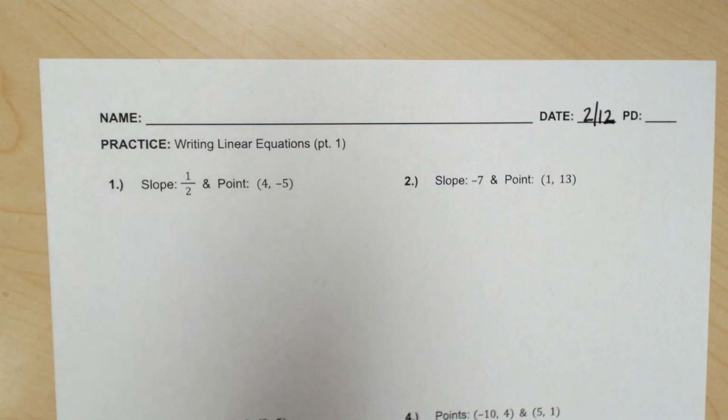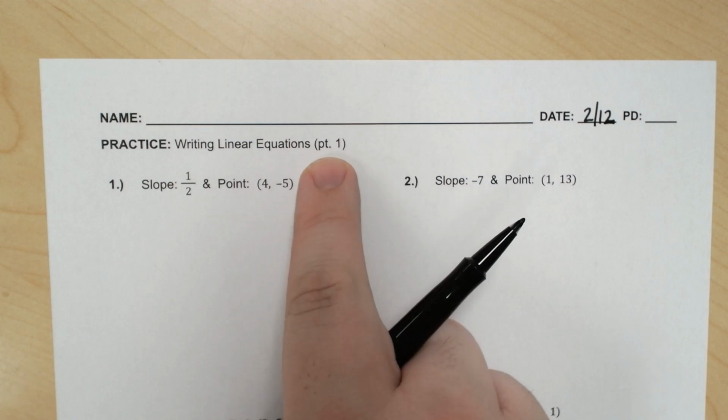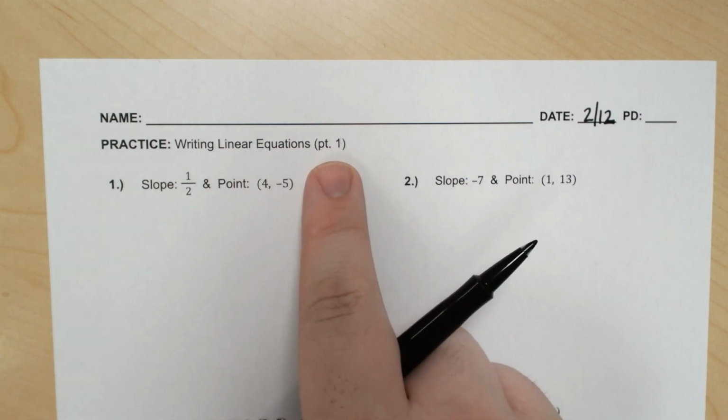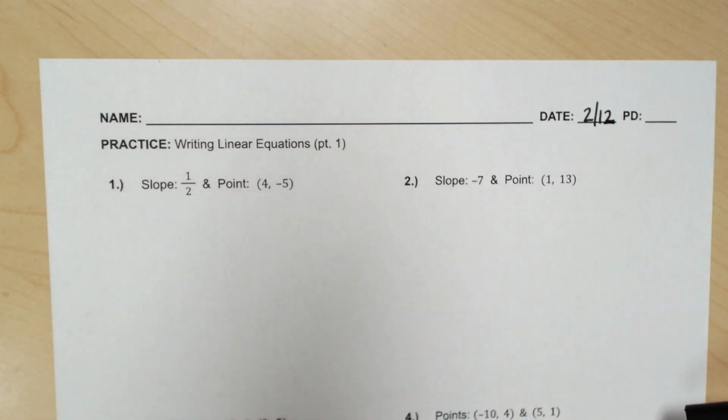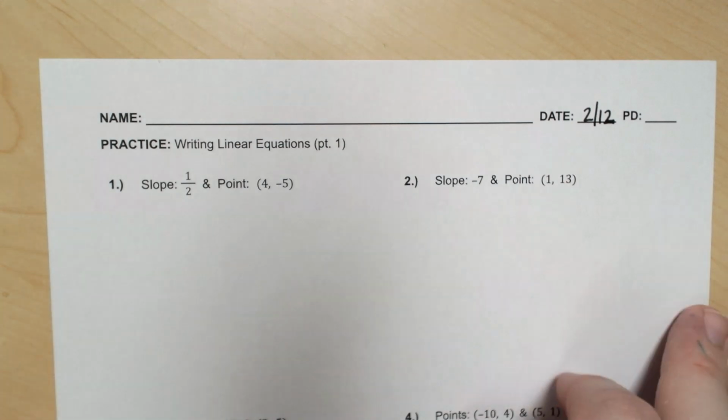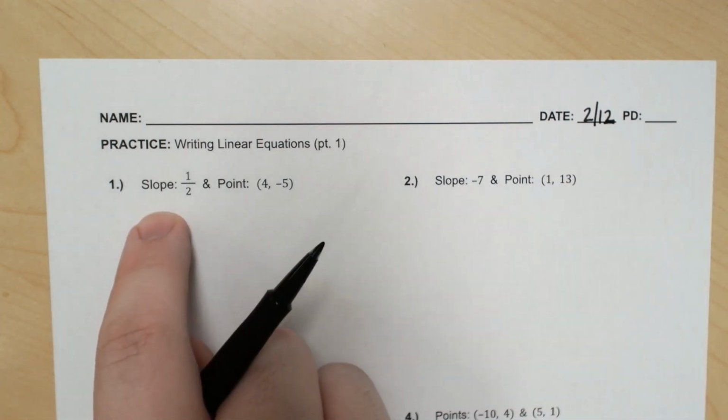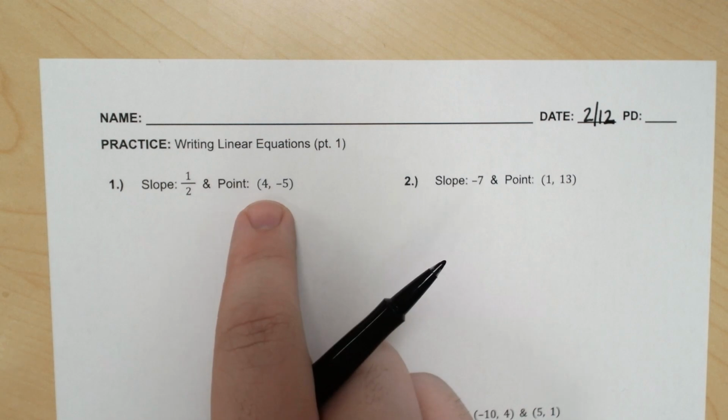So your substitute should have given you back the paper from yesterday that says Practice Writing Linear Equations Part 1. So we are going to go over this paper, the front side, together right now. So, number 1, we need to write the equation of a line that has a slope of 1/2 and goes through the coordinate (4, -5).